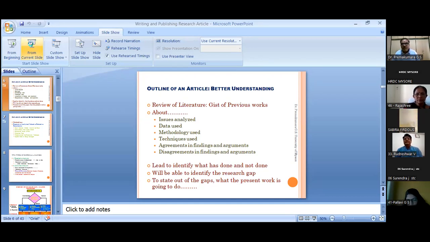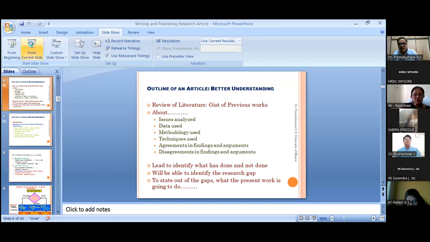And then, what techniques are you using? Parametric or non-parametric techniques, or any specific model that you are using in your paper, that also must be mentioned in the research methodology of that particular paper. And when it comes to the use of techniques, there are two levels of analysis. One is descriptive analysis, another is inferential analysis.